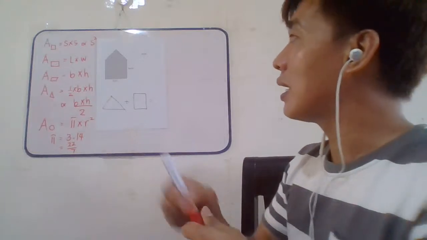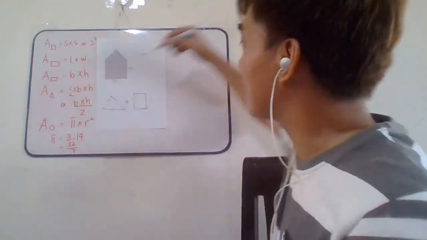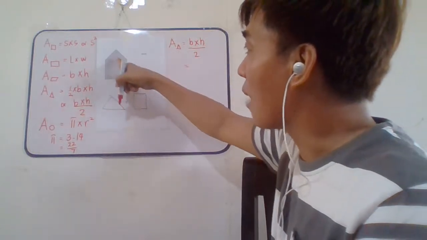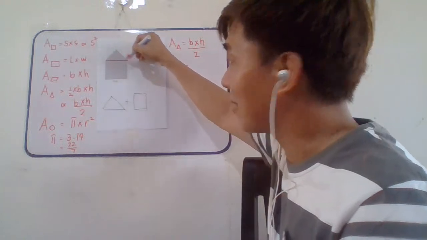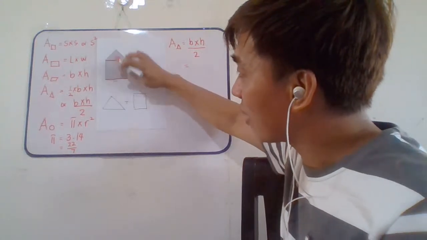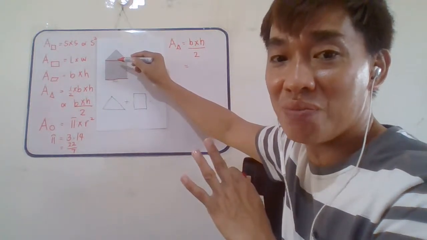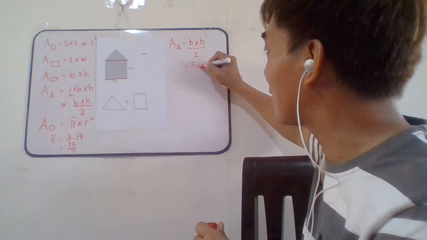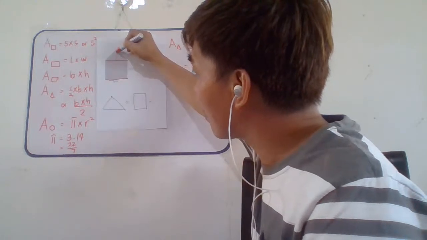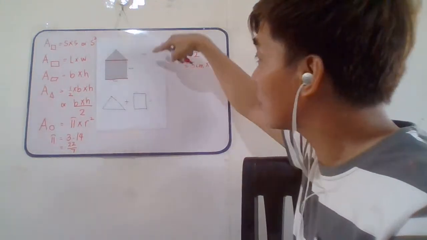Allow me to solve the area of the triangle. Remember that the area of a triangle is equal to base times height divided by 2. This portion is the base, and this one and this one here are equal. If this is 5 centimeters, then the base of our triangle is 5 centimeters, times the height. The height of the triangle is from here, perpendicular to the tip of the triangle, which is 4 centimeters.